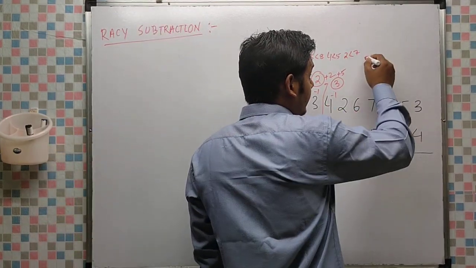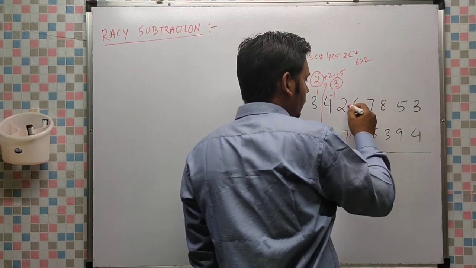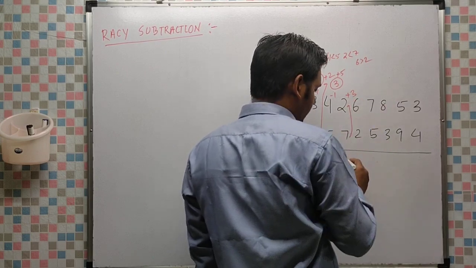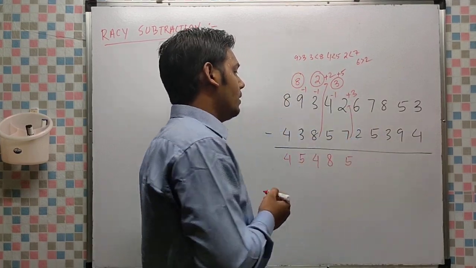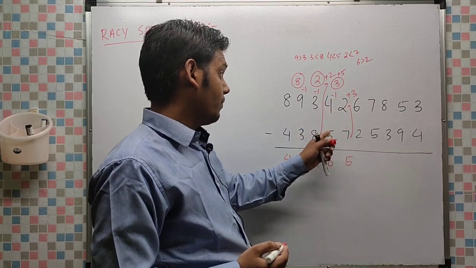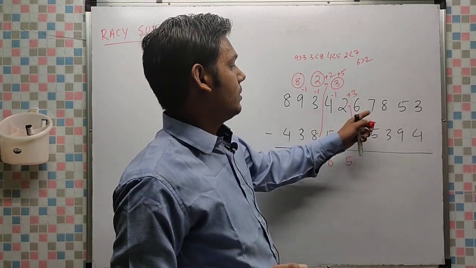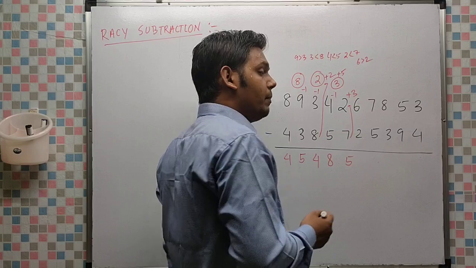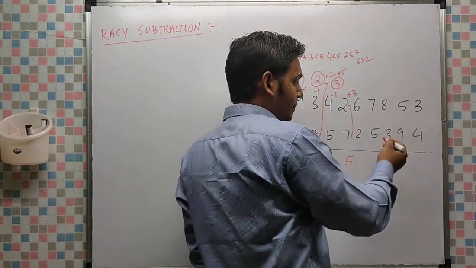Now 6 is greater than 2. So what we have to do? Simply we have to add the complement. 2 plus 3, that is 5. Because 6 is greater than 2, I have not subtracted 1. Here 2 is less than 7, subtracted 1. 4 is less than 5, subtracted 1. 3 is less than 8, subtracted 1. Whenever the upper digit is greater than the lower one, you don't need to subtract. Simply add the complement. Otherwise you do the subtraction if it is possible, like 8 minus 3, 5.